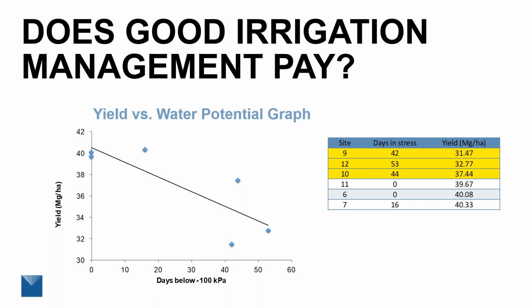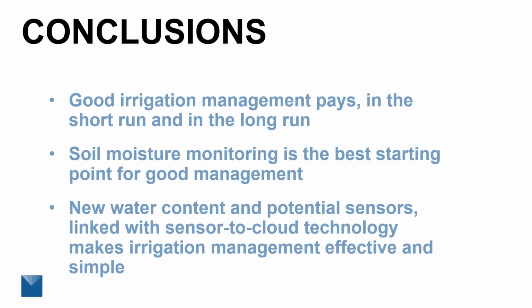But I think we can say for sure that if we can avoid that kind of yield loss, that will go a long way toward paying for the work that we need to do to manage the irrigation correctly. Now, in our last slide, we showed one of the ways that good irrigation management pays with better crop production, and we've talked about others.